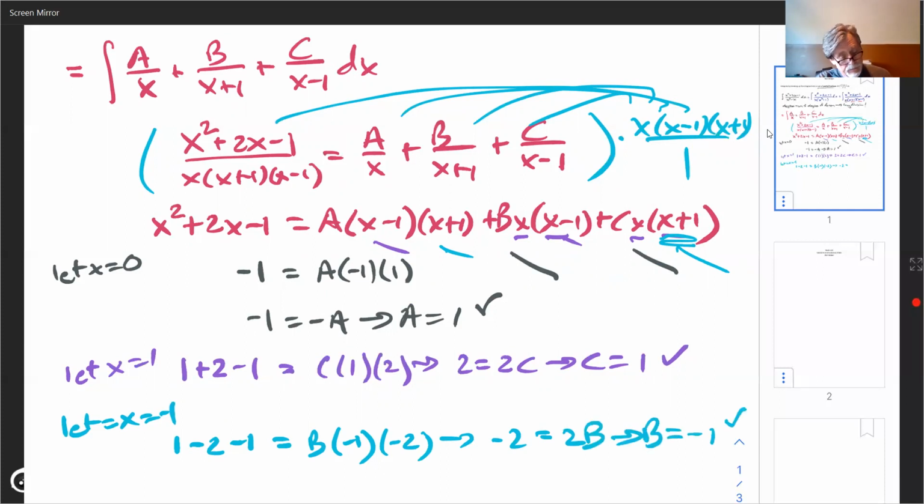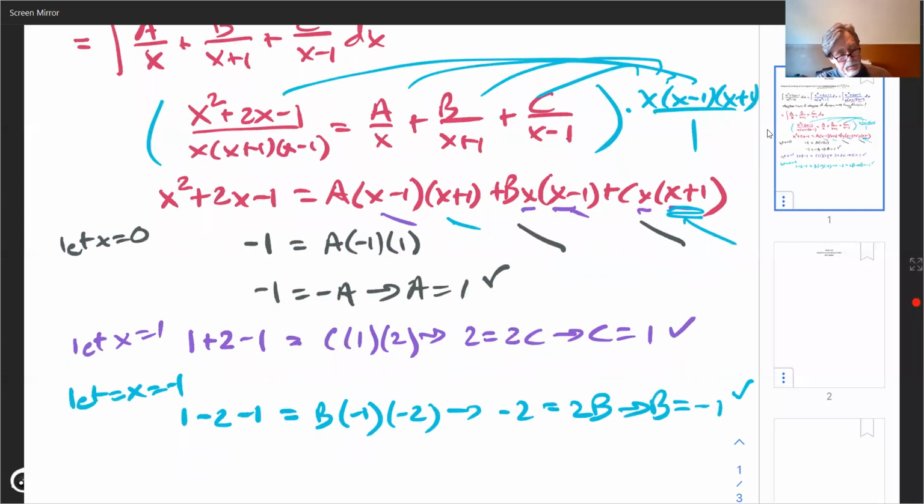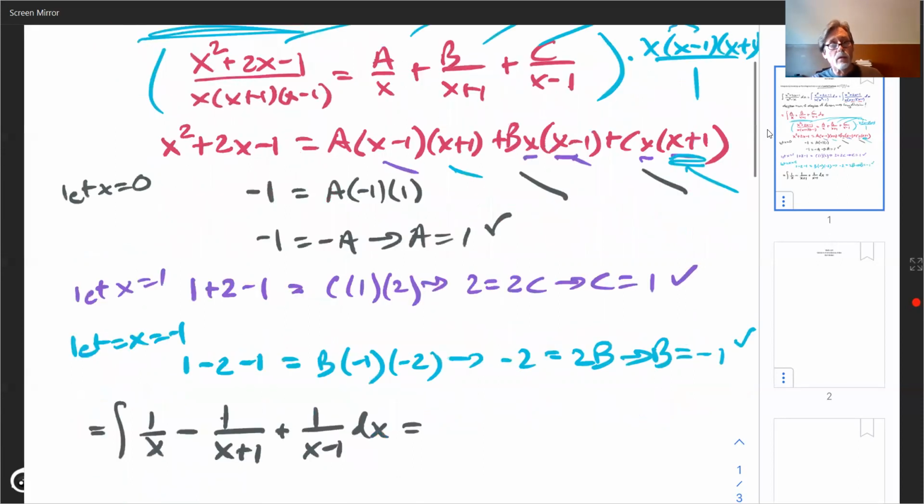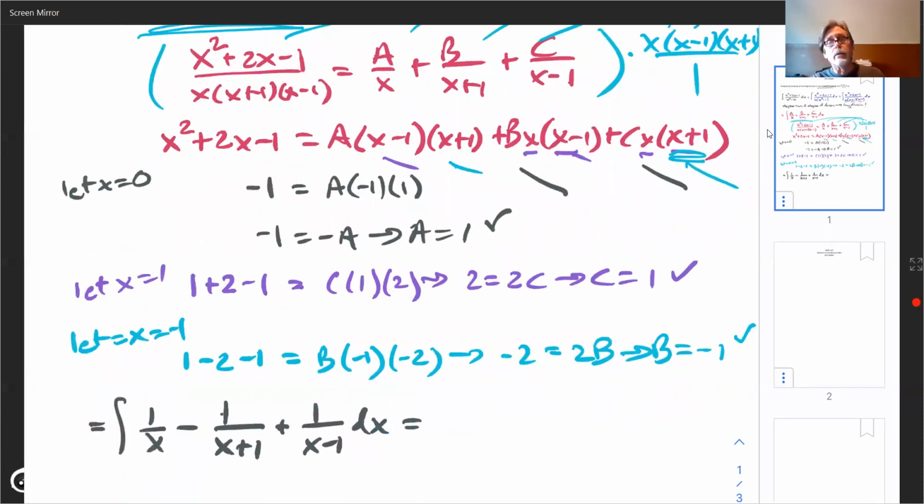We found them all. Remember that integral way up here? Way up there. Well, we have it now. We're going to finish this problem off. We're going to say our integral becomes the integral of a, which is 1 over x. Can you handle that one? Minus 1, which is b over x plus 1. And then plus 1, which is c over x minus 1 dx. And upon integration, okay, that's our new integral.